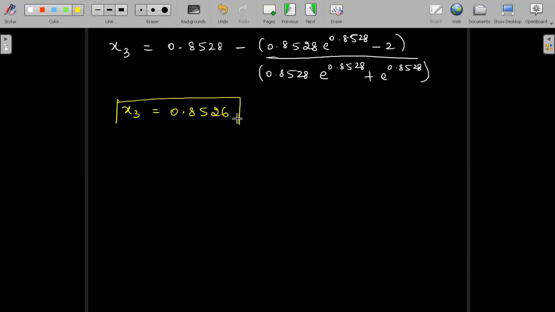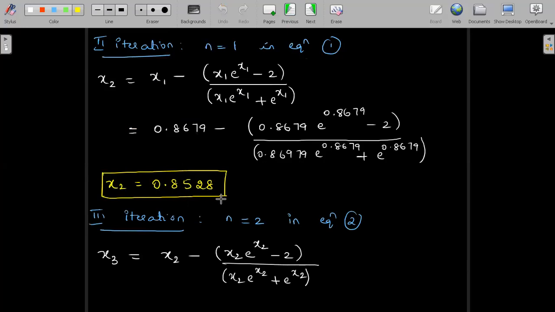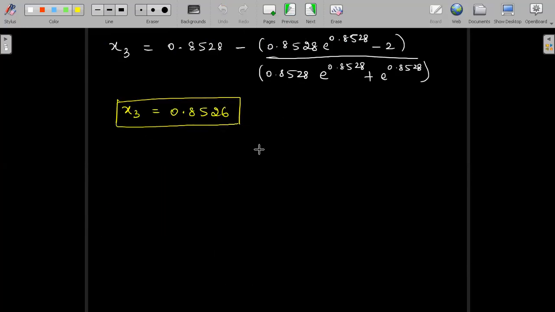We were asked to perform 3 iterations. So after the third iteration, we can now conclude our answer. If not asked with the number of iterations, if you are asked to do with 4 decimal or 3 decimal places, then your decimal places should be equal. Suppose x2 and x3 are equal up to 4 decimal places, then we can conclude. Here we observe 0.8528 is very close to 0.8526. So the next iteration might be converging to 4 decimal places. But since here we are asked to perform 3 iterations, we are concluding our answer up to the third iteration.